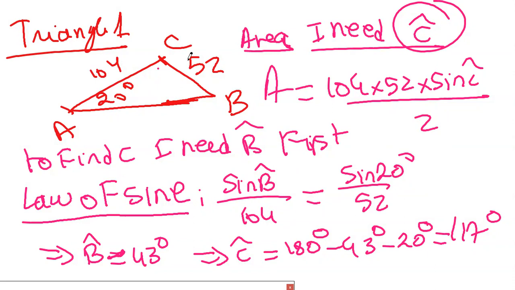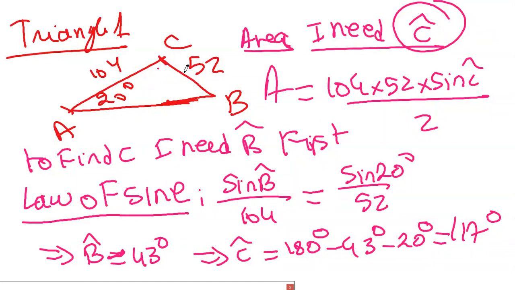Those two sides are given, so I need this angle. To find C, I need to find B first, and once I find B, I find C. So first I wrote here the formula: 104 times 52 times sine C over 2. But to find C, I need to find B first.